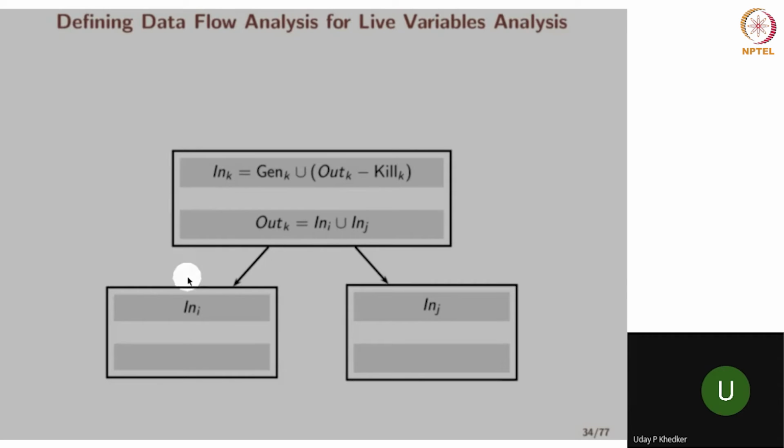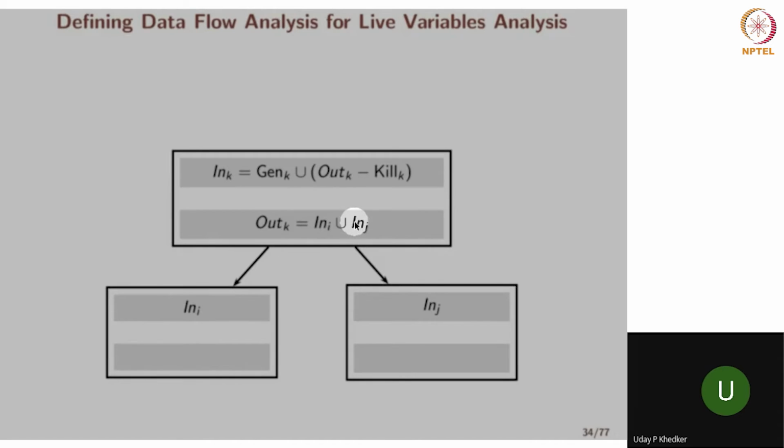So clearly, if a variable is live at in of I, and this is just a control transfer, there is no modification here, so it must be marked as live at the exit of k. Similarly, if something is live at the entry of j, it must be marked as live at the exit of k. Therefore, mathematically, we can say that the set out k is a union of in I and in j.